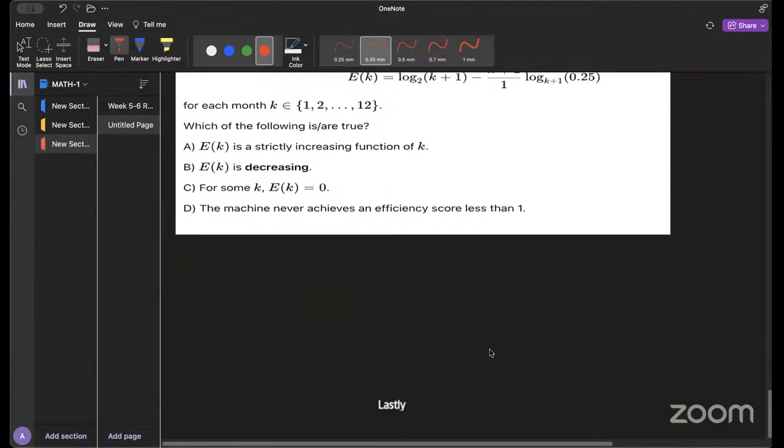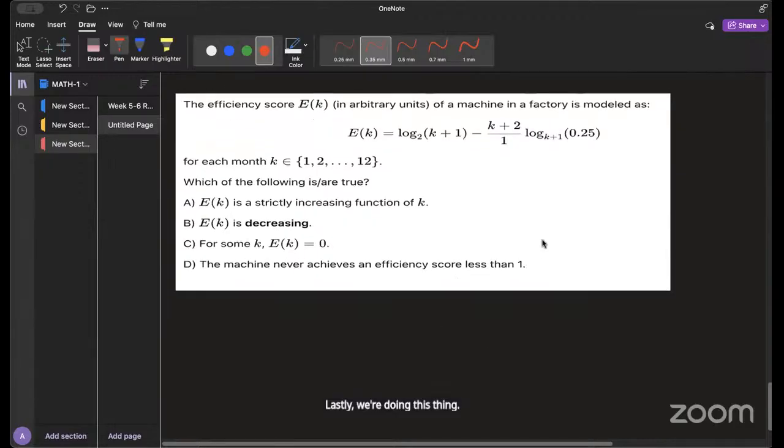Lastly, we're doing this thing. So let's just say you have something modeled as this. It's the efficiency score of a machine in a factory. And for each month, k is the month number and this is the efficiency score of the machine. So you need to find out if your E_k is an increasing function or a decreasing function or what it is.